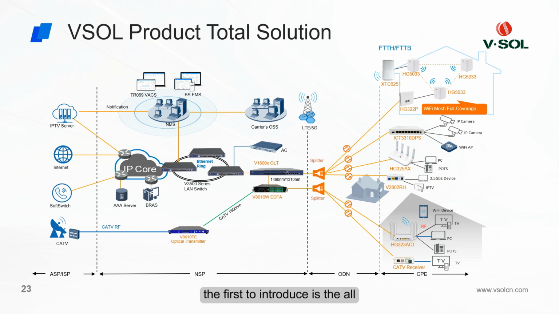The first to introduce is the all-optical network business solution. In this environment, service providers offer IPTV, Internet, VoIP, and CATV services. We choose V1600GXOLT as the business input, and the three types of services are distinguished using different VLANs.